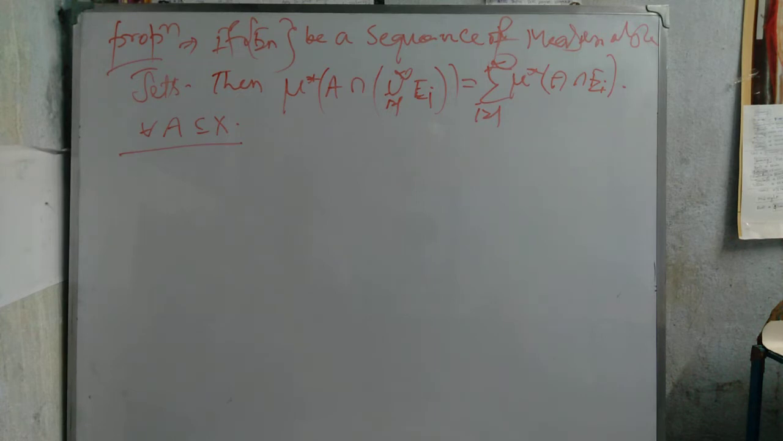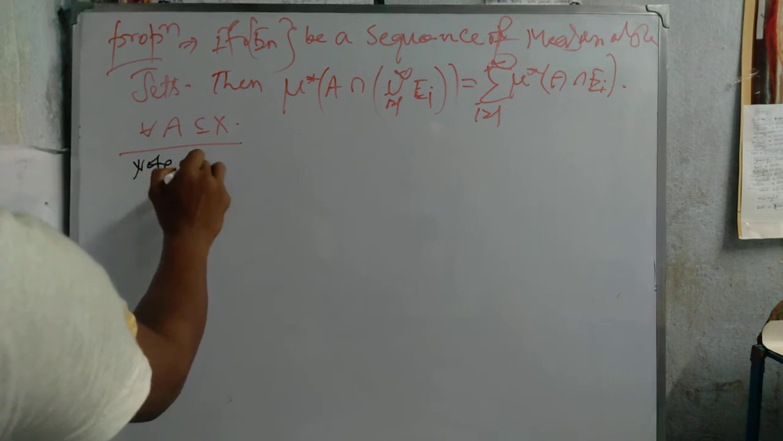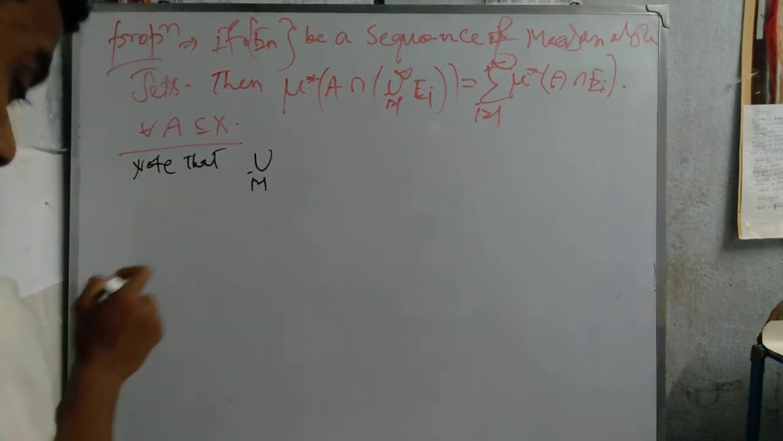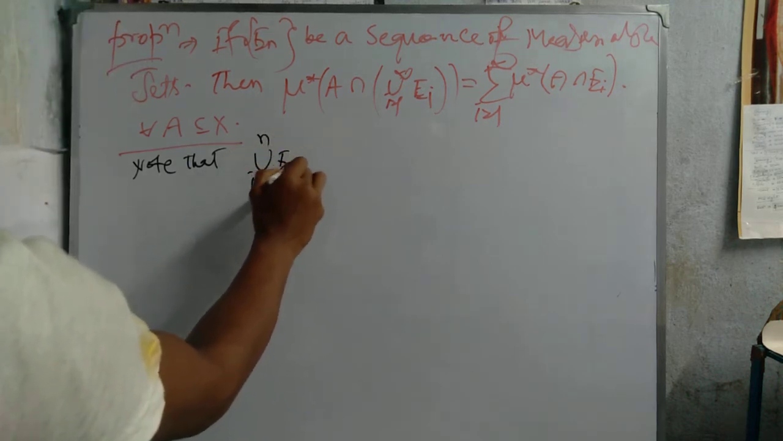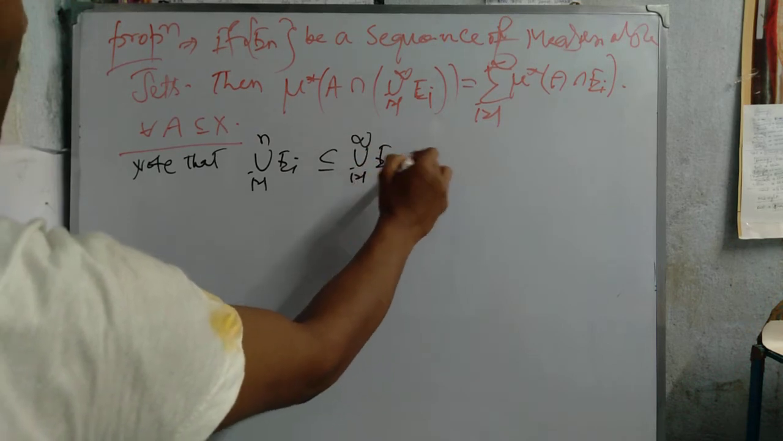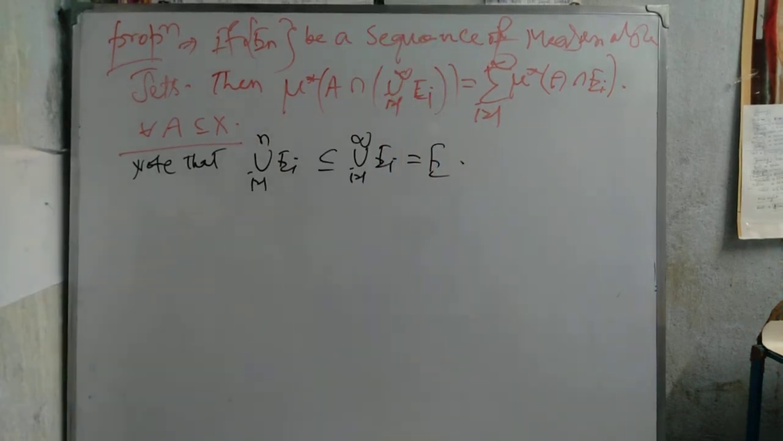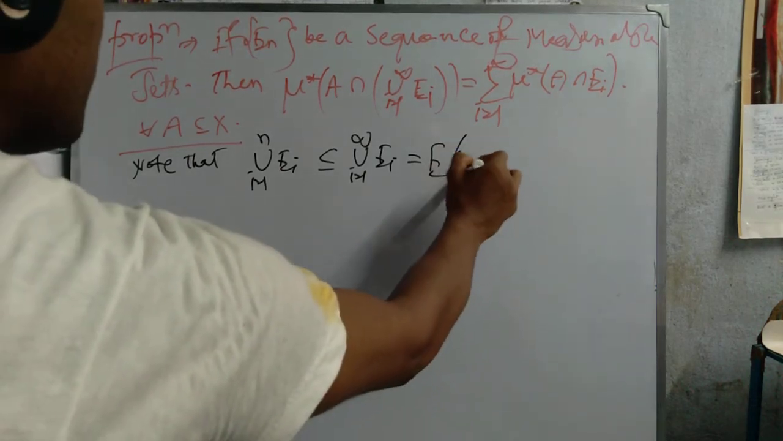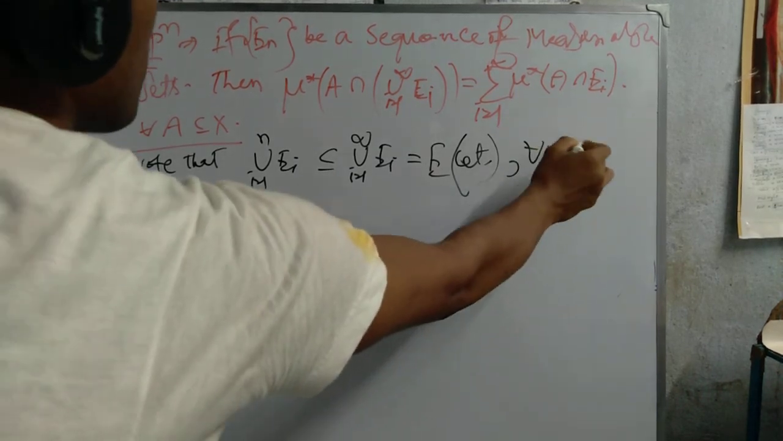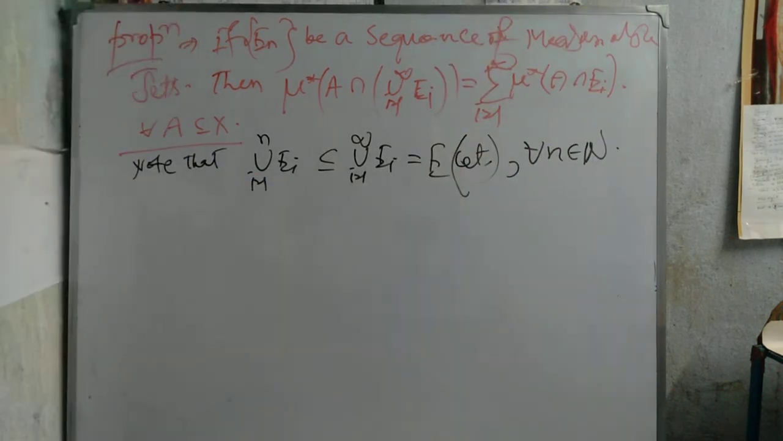Now we write here, note that union of i equal to 1 to n Ei is a subset of union of i equal to 1 to infinity Ei. Yes or no? Yes. Not a problem at all. We'll call it E. Okay. Then what happened? We write here for all n belongs to N. Not a problem at all.